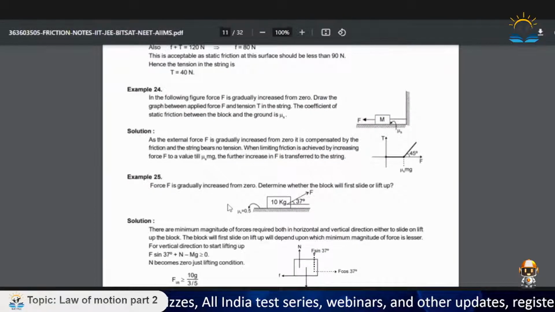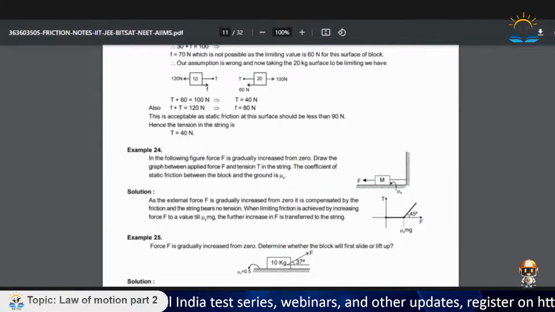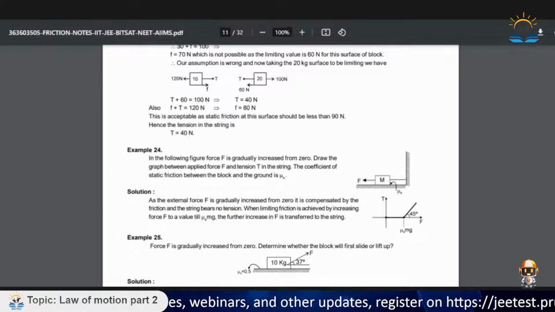Now let us see this example number 25. First of all, try this example number 25.